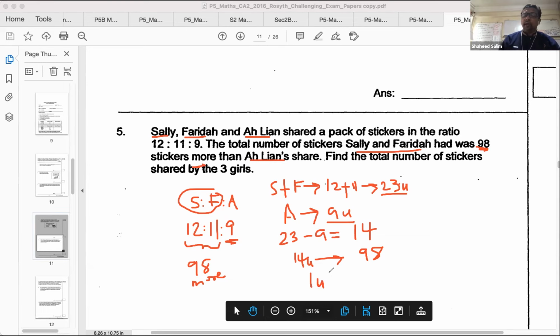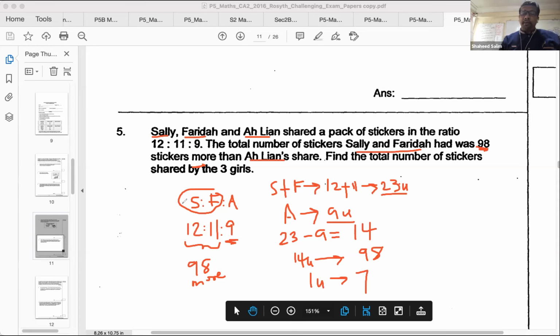Come, use your calculator now. Find out what your 1 unit is. Anyone? 1 unit is how many? 7. 1 unit is 7 stickers. So they ask you to find the total number of stickers all of the girls have.